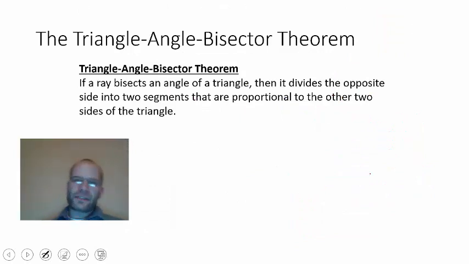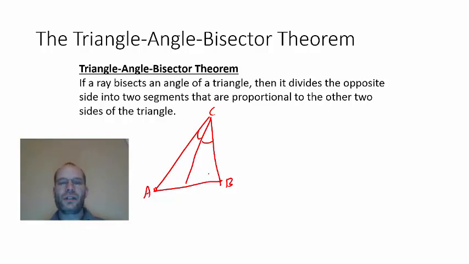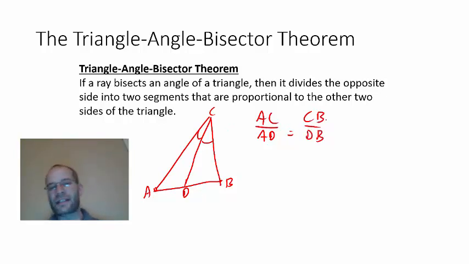Last rule we need to talk about, which applies inside of a triangle, is called the Triangle-Angle-Bisector Theorem. It says that if we've got a triangle, and we have an angle bisector in the triangle, then the opposite side, that's this side down here, we'll call that side AB. AB is divided into 2 segments which are proportional to the other 2 sides of the triangle. Let's label this point of intersection D. What it says is that AC is to AD as CB is to BD. So there's a proportionality that's set up there as well.